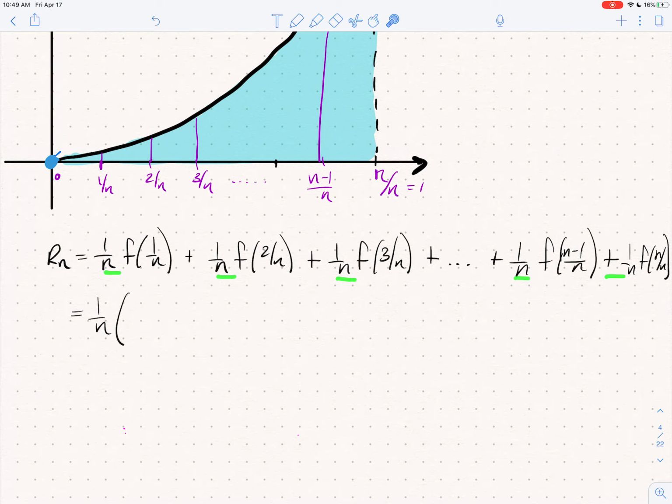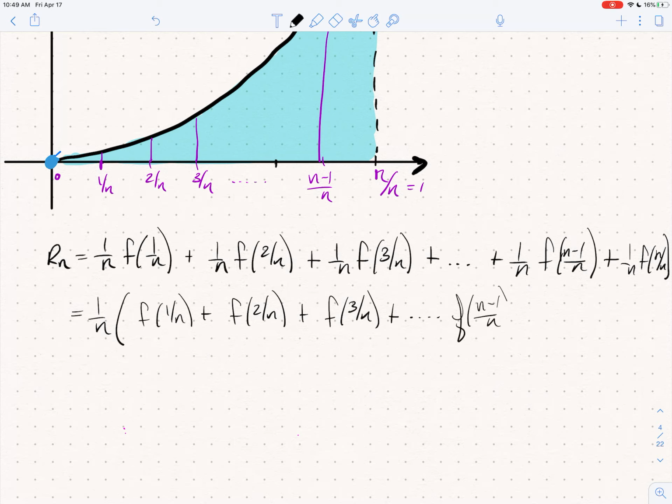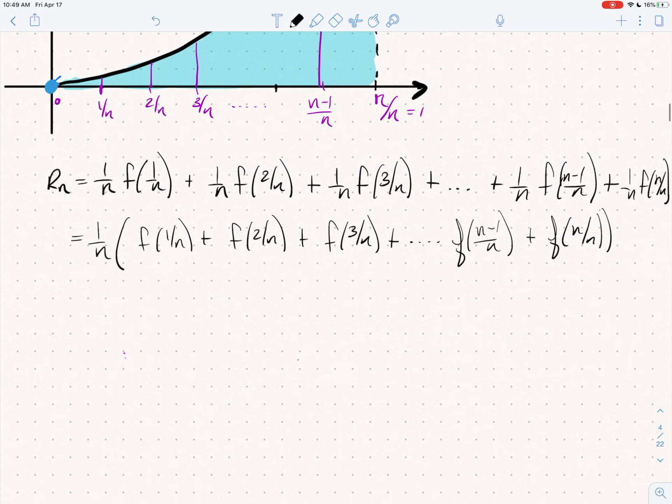Each one of these has a 1 over n in it, so we're going to pop that out, and then we're left with f of 1 over n plus f of 2 over n plus f of 3 over n plus dot dot dot, f of n minus 1 over n plus f of n over n. And now we know what f is. F is x squared, so I get 1 over n.